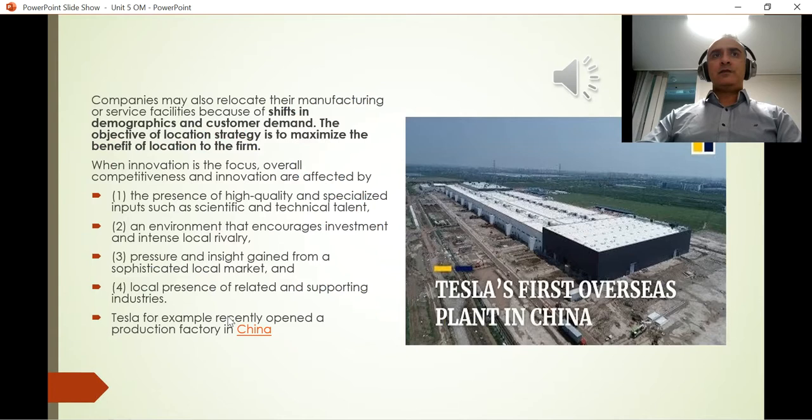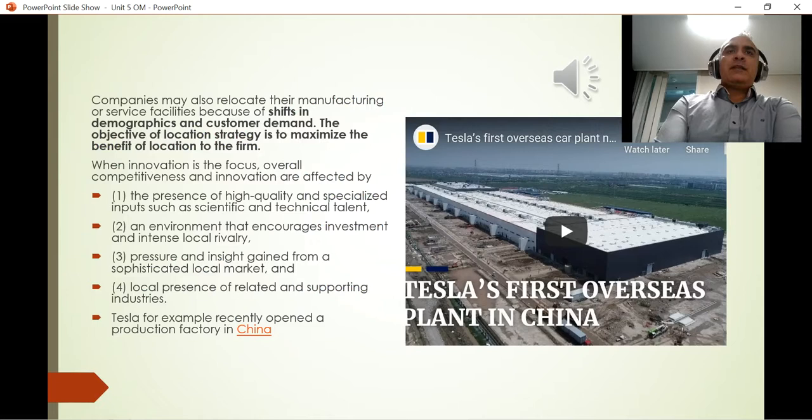So companies are relocating their manufacturing services because of shifts in demographics, technology, customer demand, etc. For example, we can look at the case of Tesla. Tesla started in the US with their Gigafactory. They used a location where the rental was low, and they were given benefits for constructing, etc. But then they thought of their global distribution. They aimed at the Chinese market, so they recently opened the Chinese plant.